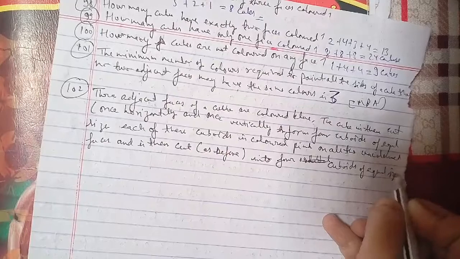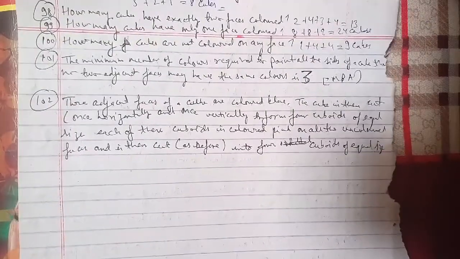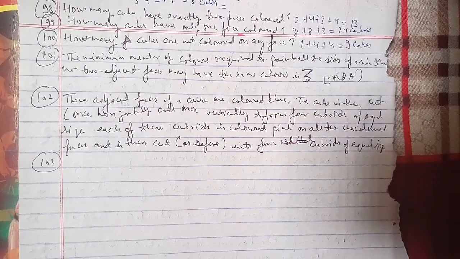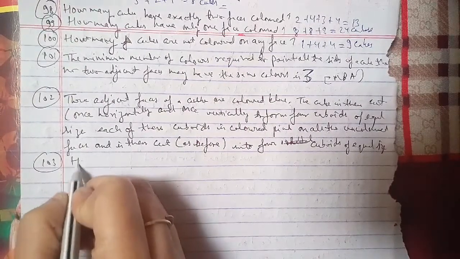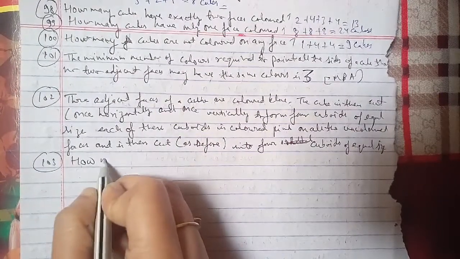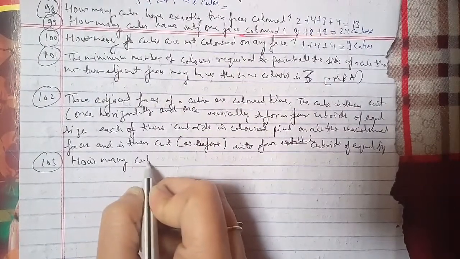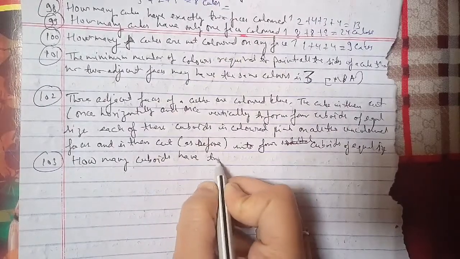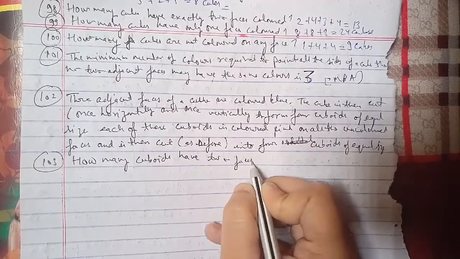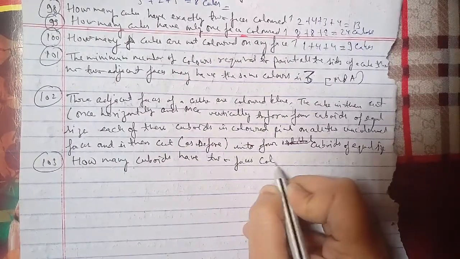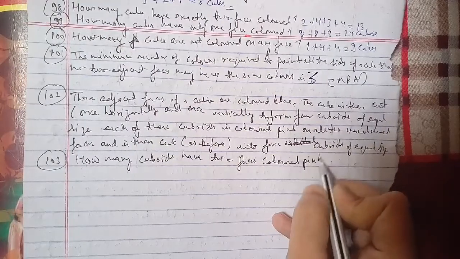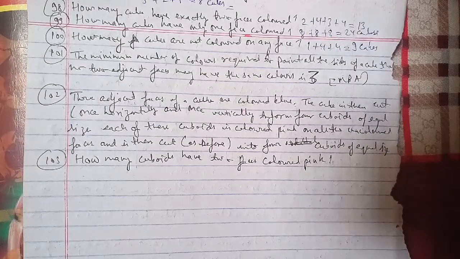So the sub-question we have is the 103rd question, which says, how many cuboids have two faces colored pink? The options we have are 1, 3, 4 and 6. So we'll go ahead with the same here.